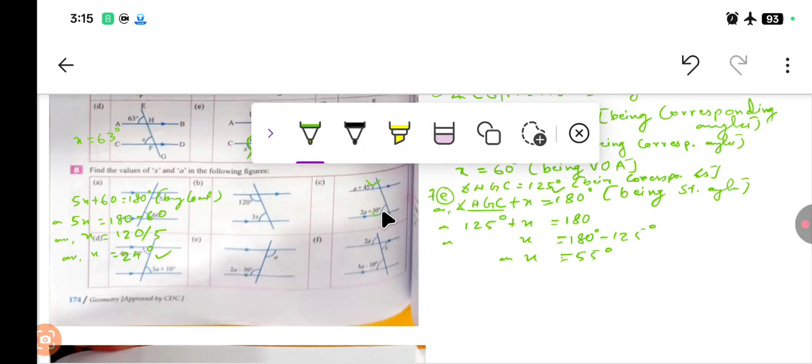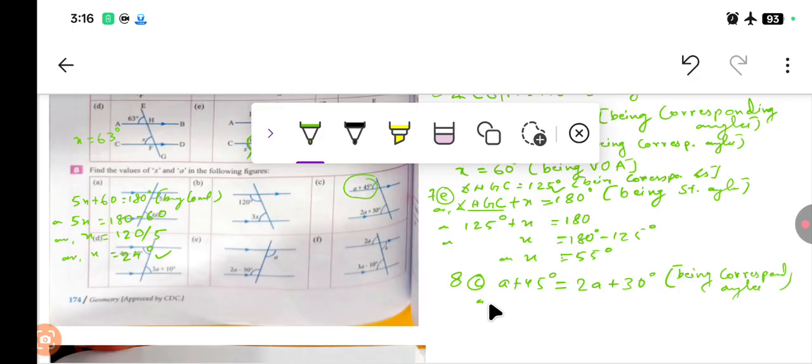Okay, moving to question number 8c. In 8c, these two have the relationship of corresponding angles. If these two have the relationship of corresponding angles, we know corresponding angles are equal. So this is a plus 45 degree, and another one is 2a plus 30 degree. Both are corresponding, that is why I have written an equal sign in between them. And here in the reason we will write being corresponding angles.